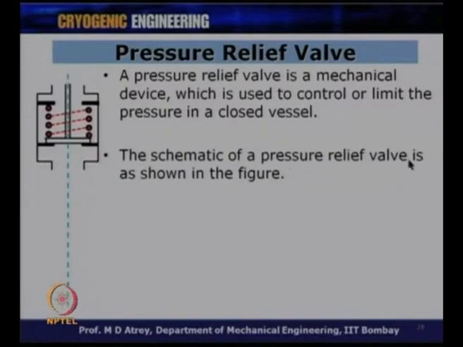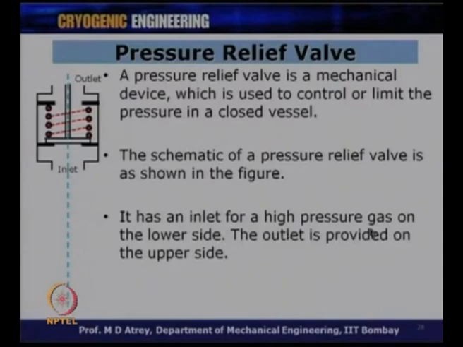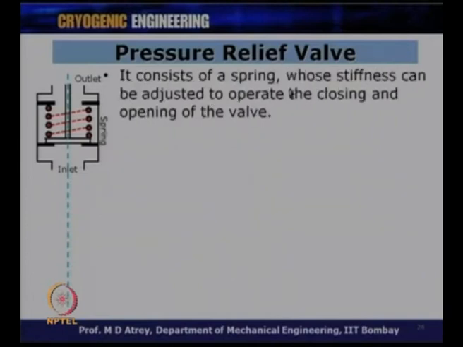The schematic of a pressure relief valve is as shown. You can see there is a spring-loaded valve, and there is a seat with the inlet and outlet. It has an inlet for high pressure gas on the lower side, which sees the cryo container from inside, and the outlet to atmosphere is provided on the upper side. It consists of a spring whose stiffness can be adjusted to operate the closing and opening of this valve. This spring basically decides at what point the inlet opens, or the blow off takes place, when the pressure builds up inside.